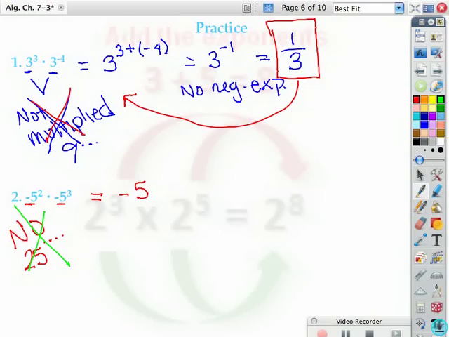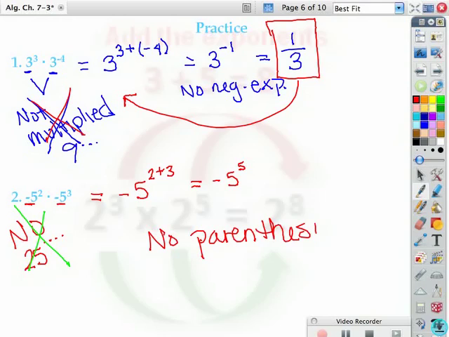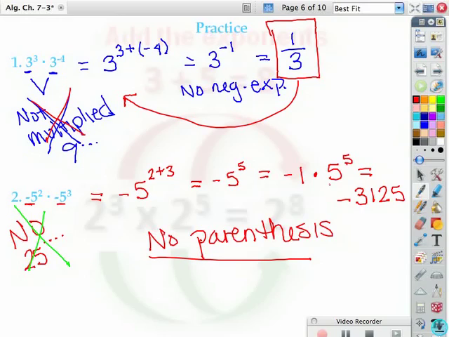So what we do is take our exponents, add them to get plus 3, so we get negative 5 raised to the 5th power. There is no parentheses here. So what that means is we raise the 5 to the 5th power and then tag on the negative. So really this is negative 1 times 5 to the 5th. When you raise 5 to the 5th, you get 3,125 and multiply it by the negative 1. So your final answer is right there, negative 3,125.